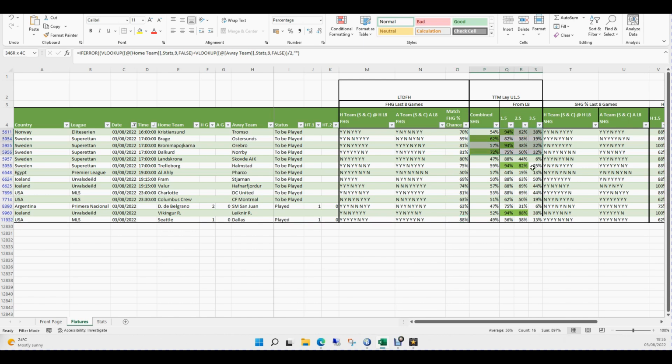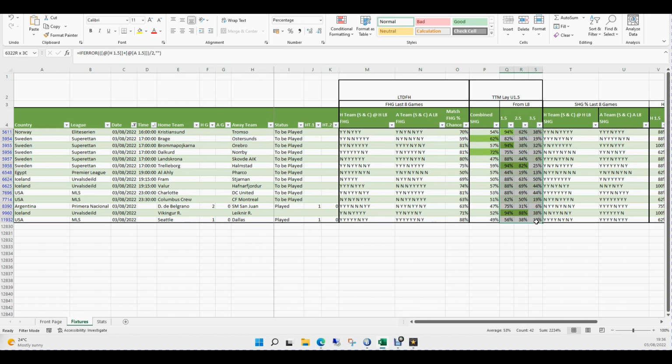In this column here, we have the lay over 1.5. As you can see, we've got some green squares come up. That means it has hit our threshold for second half goals. I would be trading this game here and this game here, because it is likely that we would have a second half goal.